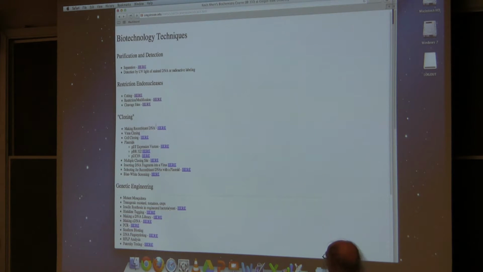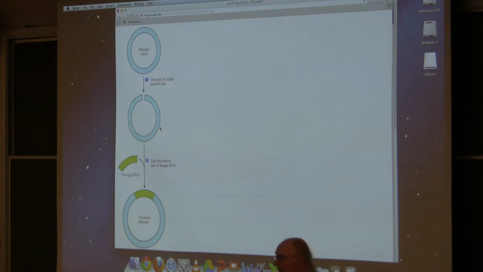Okay. Cloning. I've already sort of described to you how we make a recombinant DNA. By the way, when you hear the word cloning, it has a lot of different meanings. In today's world, when you hear the word cloning, you frequently associate it with cloning an organism.